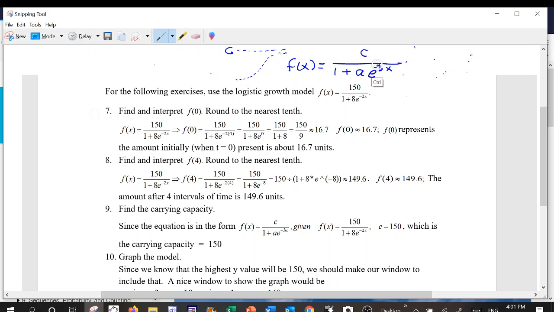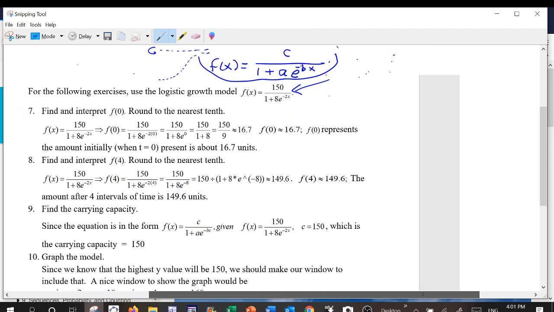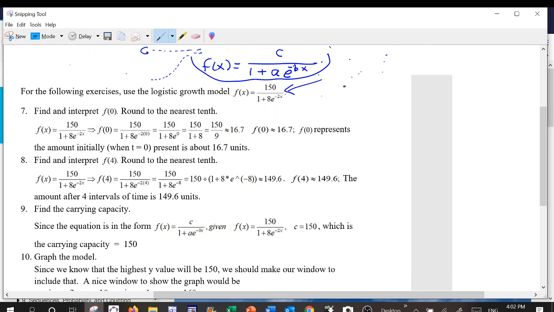It looks kind of exponential, but it's logarithmic. Logarithmic first, exponential, and then logarithmic. So it's like exponential and logarithmic kind of mixed together. All right, so here's an example. It says find and interpret f of 0. So this is a general formula, and in this problem we have, of course, this formula that is given. So let's write it down so you can see it.